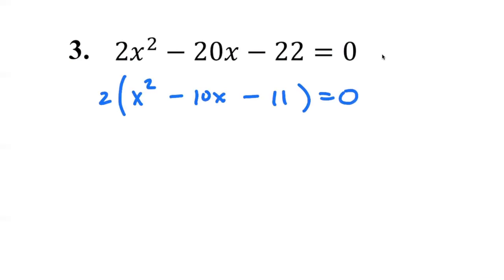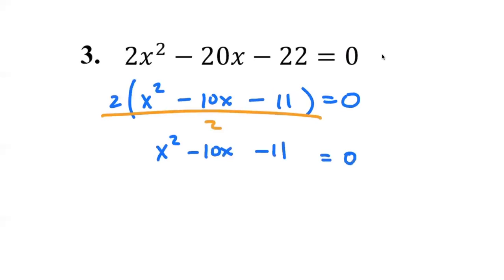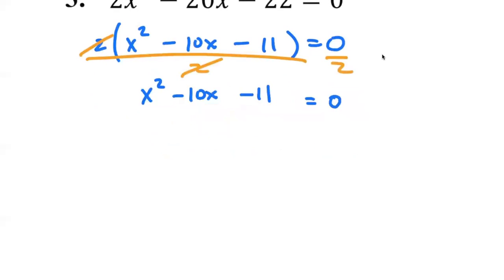And let me show you what's even more convenient: you can now divide by 2 on both sides. So now the 2 on the left is gone. And what is 0 divided by 2? It's still 0. So the 2 is gone, and 0 divided by 2 is still 0. See? Lovely.